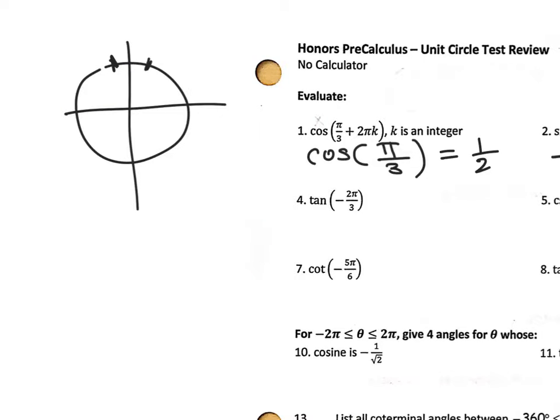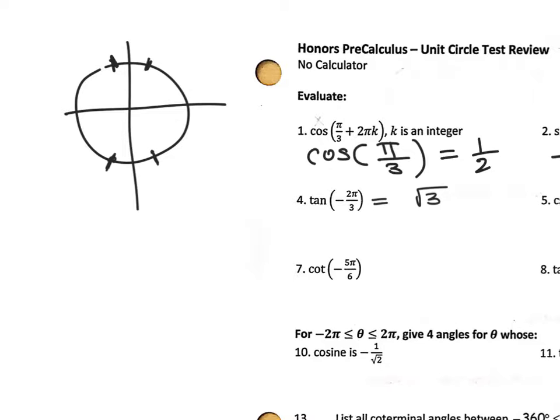This is the negative pi over 3, and that's going to be the negative 2 pi over 3. Now remember, this is going to be the pi over 3 family. So the tangent of 2 pi over 3 is going to be sine over cosine, so it's going to be radical 3 over 2 divided by 1/2. That simplifies to radical 3. Now the negative 2 pi over 3 is going to be in this quadrant, so the tangent is going to be positive.